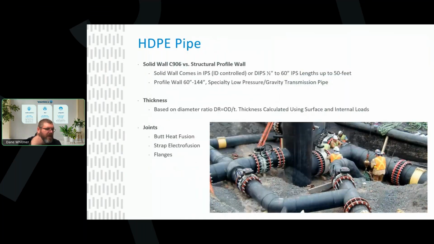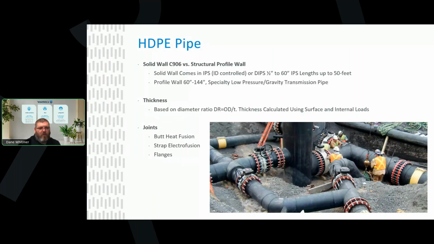HDPE is probably one of my favorite types of pipe just because of a couple of things. One, it is highly customizable, and it is a completely restrained, completely sealed system. So no joints that are expected to leak. Just like anything, it's susceptible to the level of quality that goes into the fusion process and joining of the pipe and the construction methods.